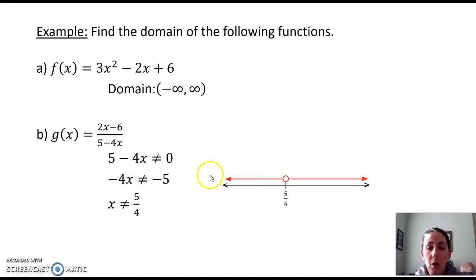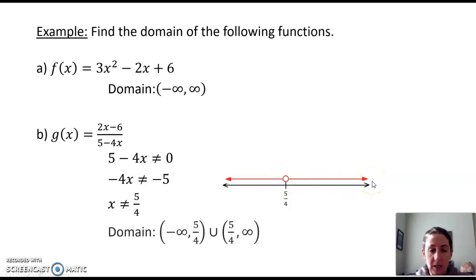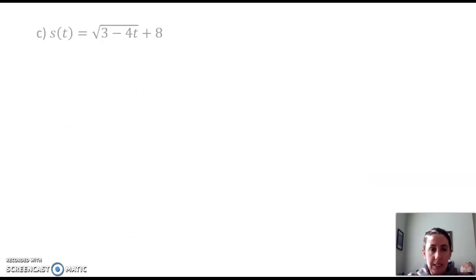So here, when we write our domain, we can be anything from negative infinity up to, but not including 5/4, and anything from 5/4, but not including 5/4, all the way up to infinity. So we would write it like this, with the parentheses to mean non-inclusion. And if you have more than one interval that you're connecting, we connect them with a union symbol that looks like a U.